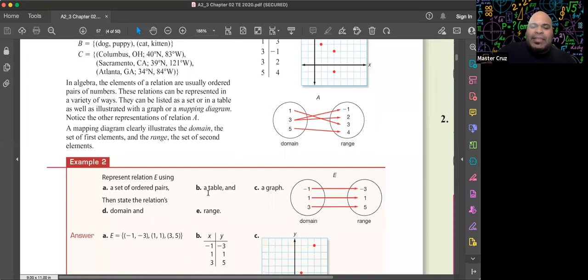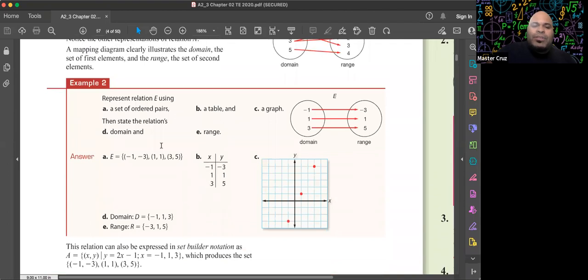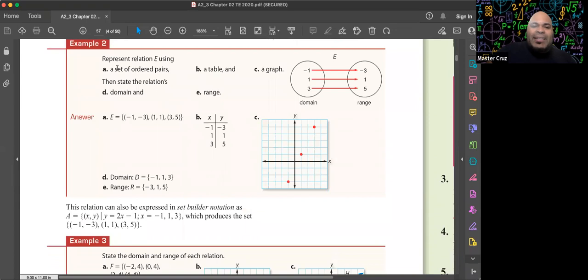Let's take a look at example 2. Example 2 says represent relation E, part A, as a set of ordered pairs. So here relation E, I could write it as points, where the first point is -1, comma, and the output is -3. So here it is, (-1, -3), in parentheses because it's a point. Then (1, 1), because when the input is 1, the output is 1. And then (3, 5).